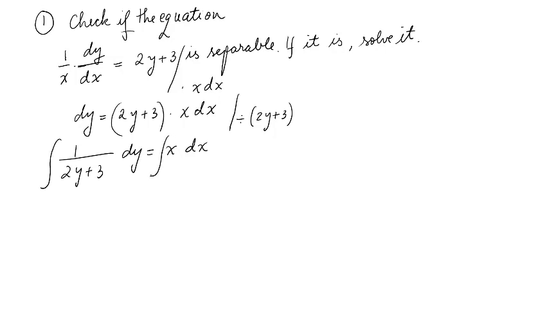So I'm going to integrate the right hand side with respect to x and the left hand side with respect to y. In order to solve the left hand side, we can use substitution. You can say u equals 2y plus 3, du equals 2 dy. So I need to have a 2 up here, so I have the 2 dy to make it du.